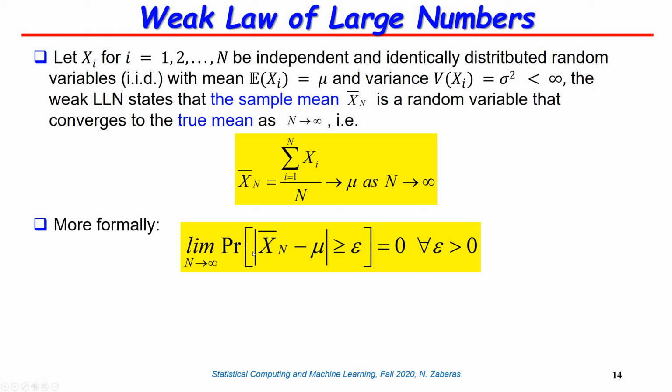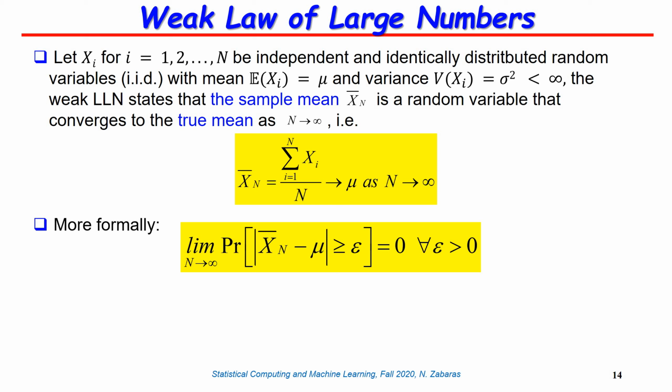So for example here, what I'm doing is I'm writing the probability of the absolute value of x̄n minus mu being greater or equal than epsilon. So I am saying for every epsilon, the probability that the sample mean will be away from the true mean by epsilon, in the limit of n going to infinity, is equal to 0. So you can take epsilon to be as small as you want, but as n goes to infinity, this probability eventually will be 0. So again, all of these are manifestations of the strong and weak laws of large numbers.